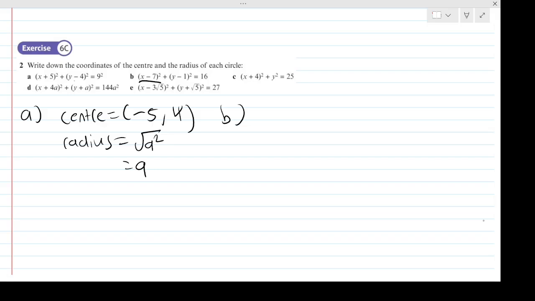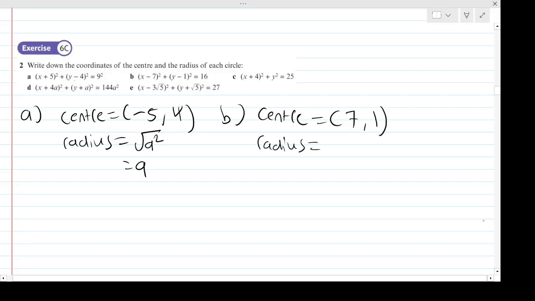Okay, so we have x minus 7 squared, y minus 1. First is the centre in this case. Well, instead of minus 7 for x, it's going to be plus 7 for the centre. Then we do the opposite again for y. So instead of minus 1 for y, we do plus 1 there, okay? And so the radius is also going to be, well, if this is the radius squared, which is 16, so it's going to be root 16, and we know that should be 4, okay? There we are. Let's do part C then.